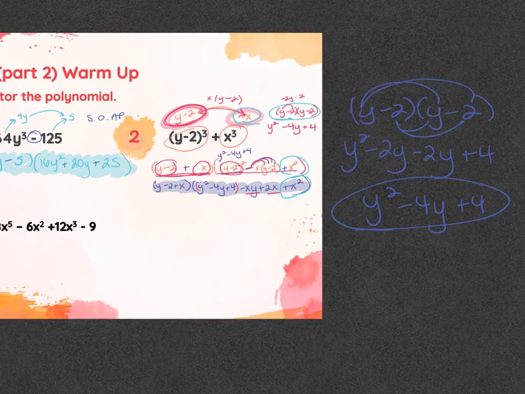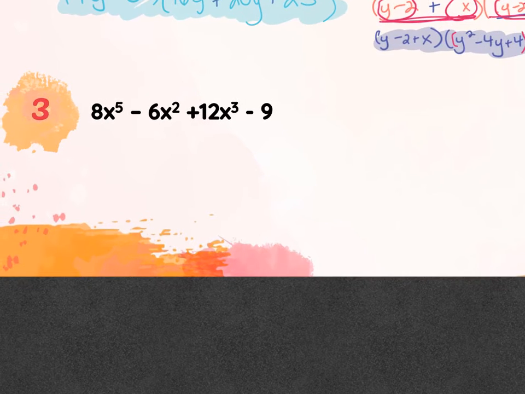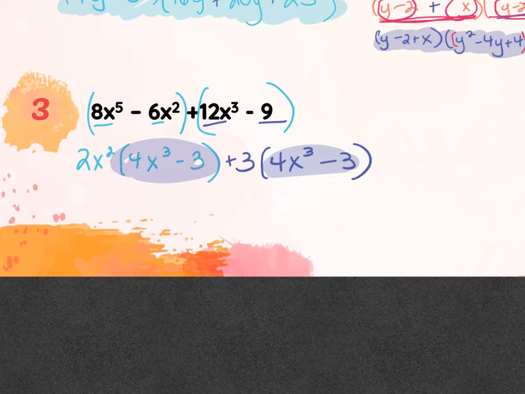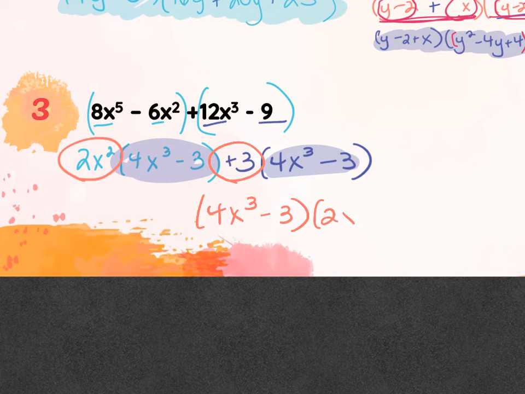Okay, last one on here, number 3, has 4 terms. 4 terms, we group. So I'm going to take out from here a 2x squared, and I get 4x to the third minus 3. From the second set of parentheses, I can take out a positive 3, and I get 4x to the third minus 3. Then the parentheses is the same. That's now my greatest common factor. That comes out first. And then what's left over gets grouped together for my second parentheses.